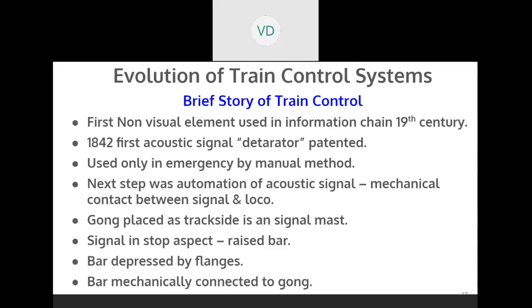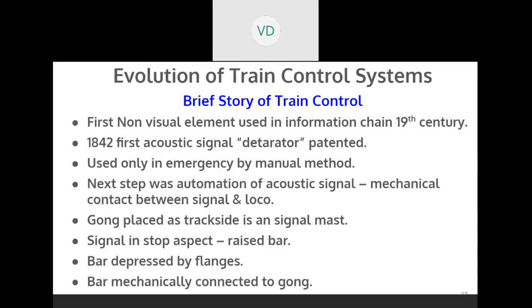The first non-visual element was used for information in the information chain somewhere in the 19th century. To be precise, it is 1842. It is not detonator, it is detonator. 1842, the first acoustic signal was the detonator. So, of course, it was used, all of you know, in emergencies.